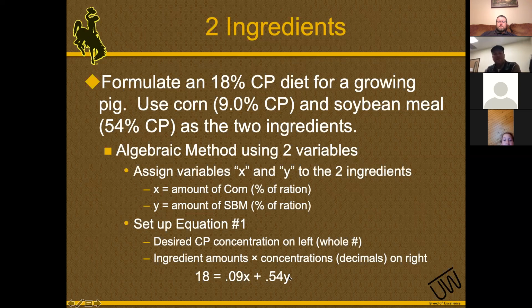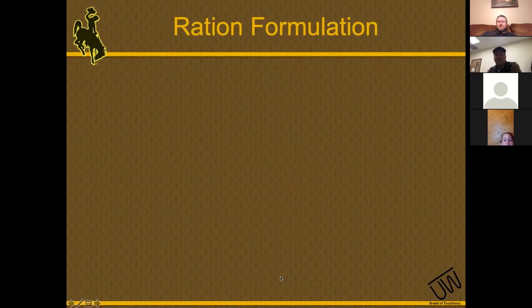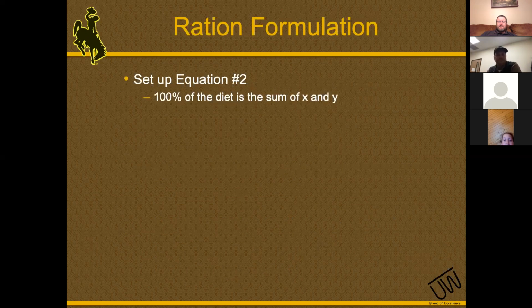Now, if you think back to math, simple math. I've got two variables with one equation. I mean, is it possible to solve that? The answer on that would be no, right? One equation, two variables, we can't solve it. So I need to create a second formula, a second equation.